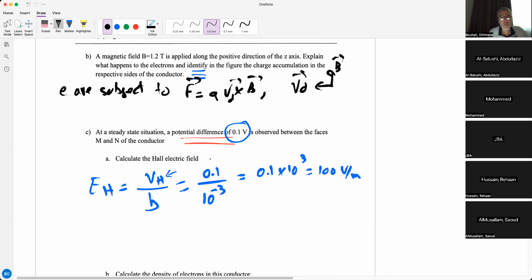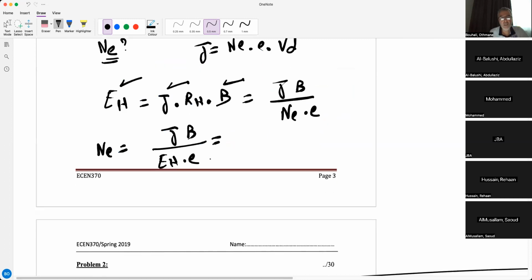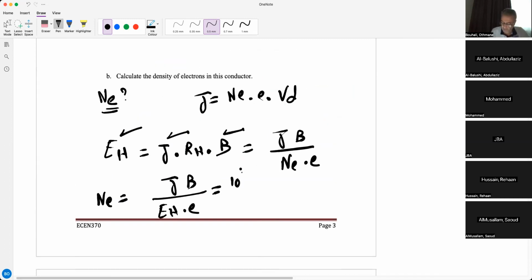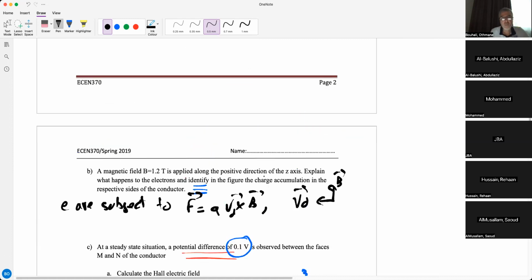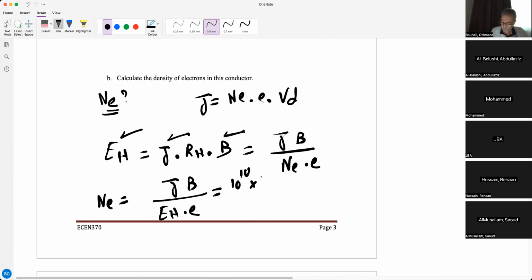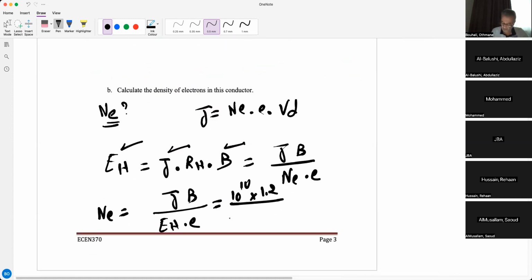I think it was 10 to the power of 10, right? Yeah, 10 to the power of 10. The magnetic field is 1.2. The Hall electric field is 100 volt per meter. And then the charge of the electron is 10 to the minus 19. Okay. I did not do the calculation, honestly, but you can easily calculate it. Let me see. We can do it very quickly.